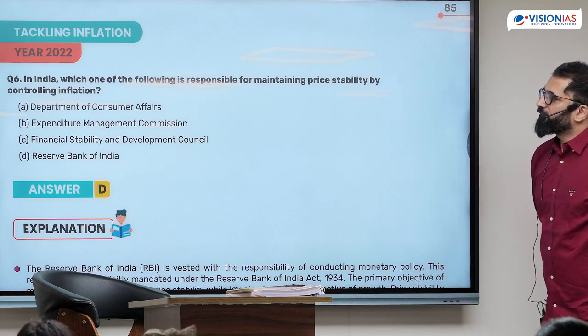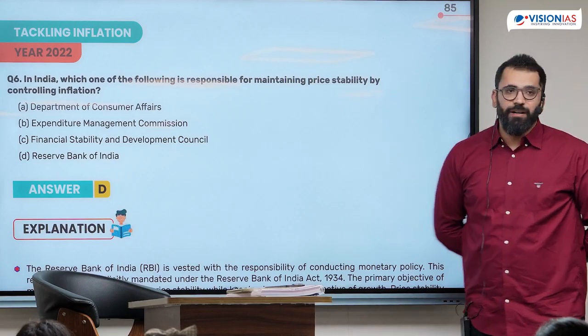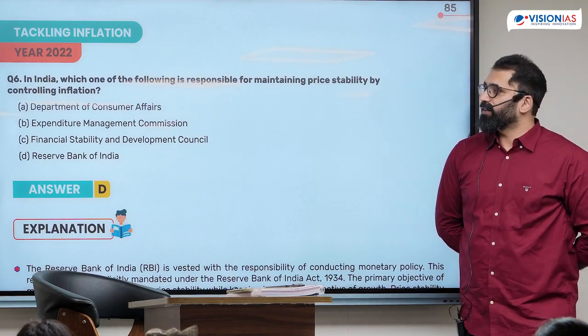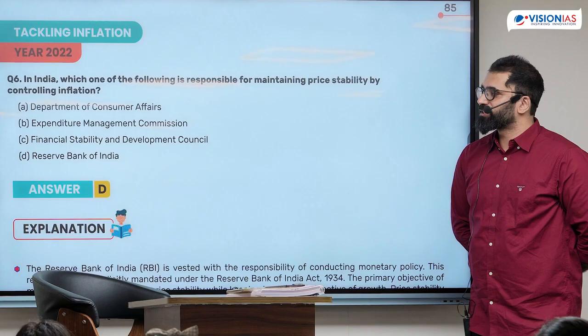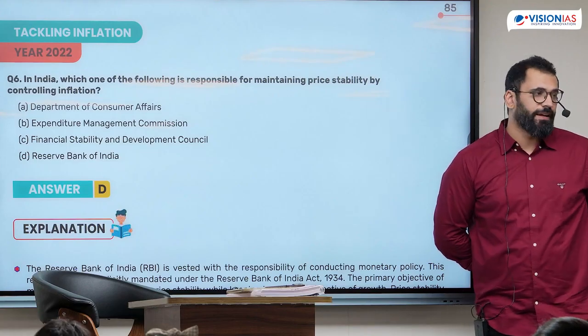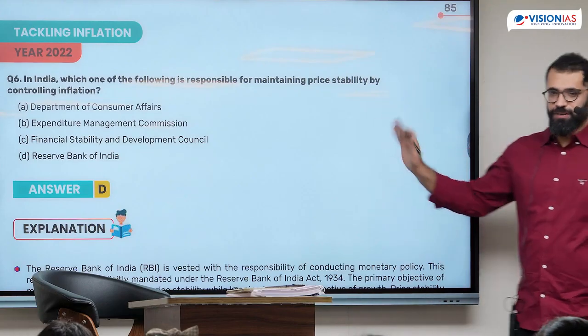Tackling inflation. Which of the following is responsible for maintaining price stability by controlling inflation? Department of Consumer Affairs, Expenditure Management Commission, FSDC or RBI? Is it clear? It's a very basic question.